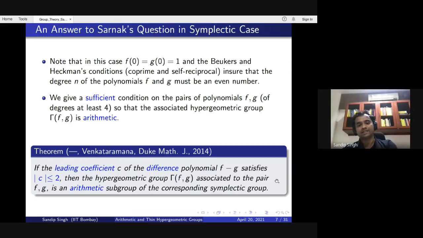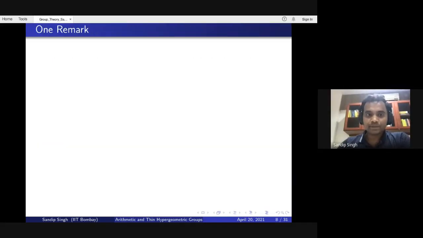So if you have f and g integer coefficient polynomials which satisfy all the conditions of Beukers and Heckman, then just by looking at the leading coefficient of the difference polynomial f minus g, one can say immediately that if it is plus or minus 1 or plus or minus 2, then the group is arithmetic. But we'll see soon that a leading coefficient bigger than 2 of course does not mean that the group is thin. We don't have any such criterion where the difference polynomial has a leading coefficient at least 3. We'll see some examples.